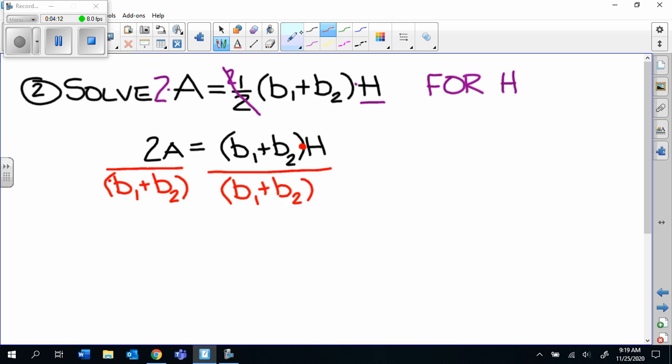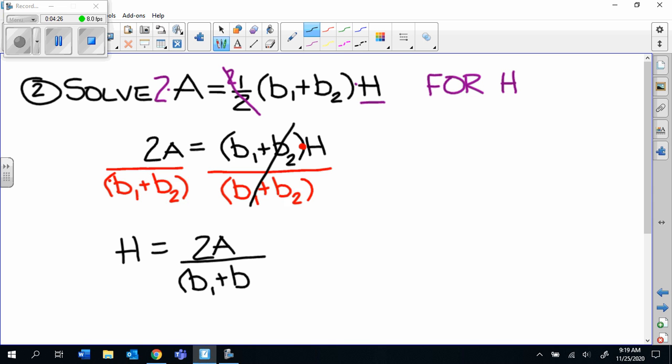And so my final answer, that's going to cancel that out there. I always like to write it with the h by itself on the left. So we've got 2a over b1 plus b2. You don't really need parentheses here, so if you want to take them off, that is a great form of the answer.